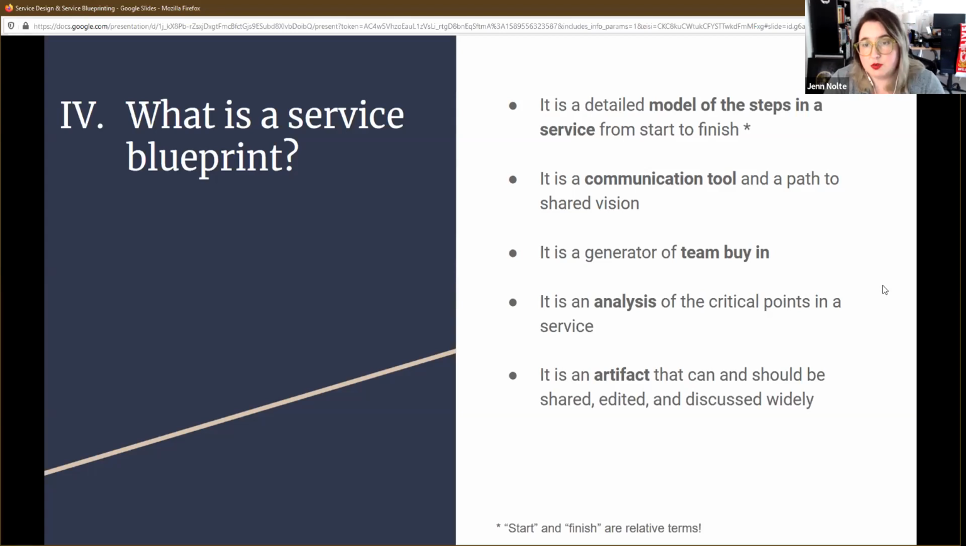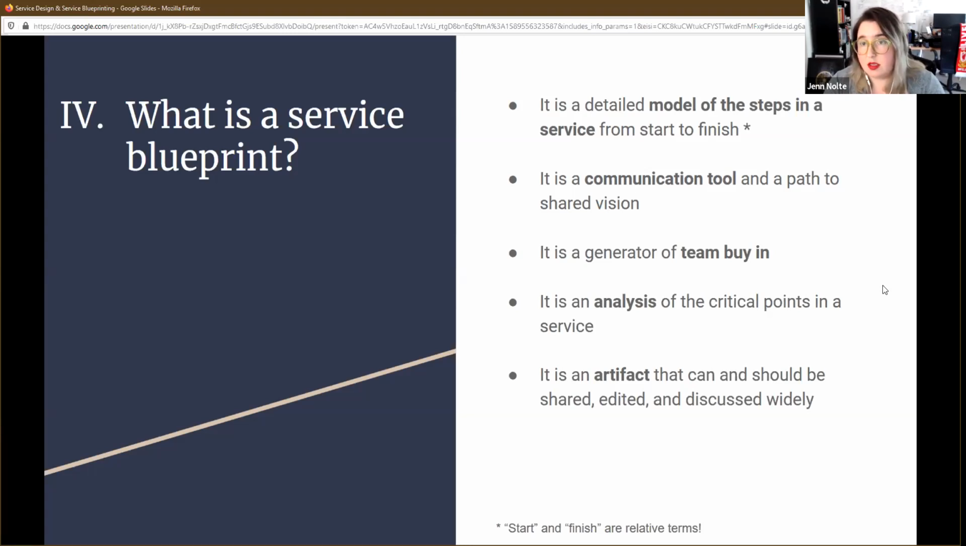It's a communication tool and a path to a shared vision. A service blueprint is a generator of team buy-in. So again, that notion of reinvesting in the services that you're providing by talking about all the different components of that service and articulating their value. A service blueprint is an analysis of the critical points in a service, and it is an artifact that can and should be shared, edited, and discussed widely.